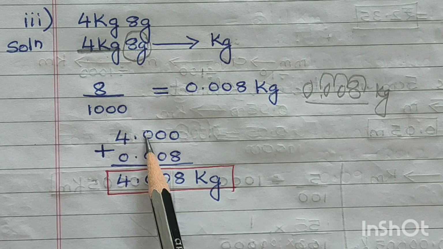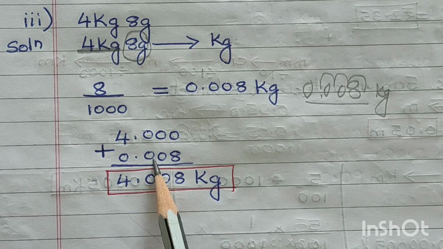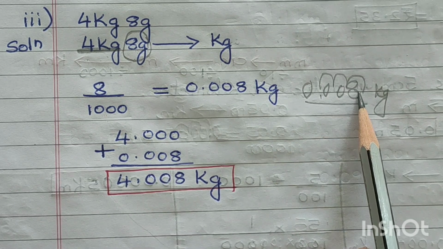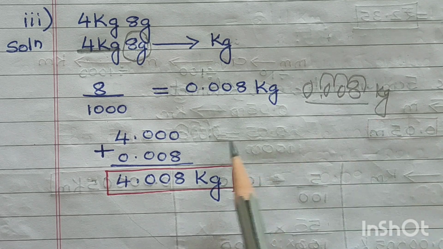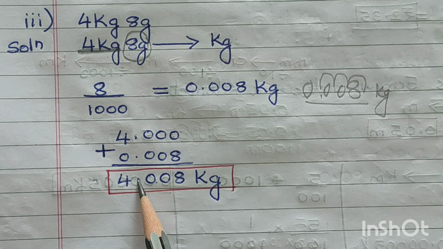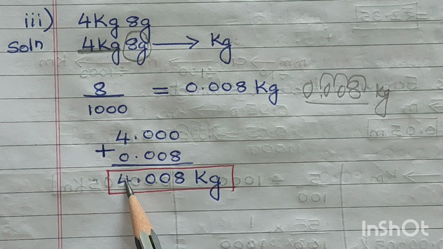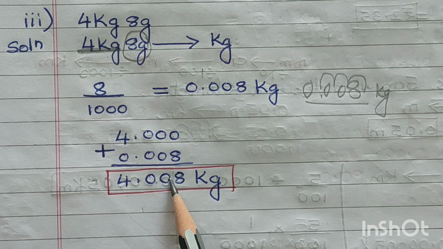So 4.000 plus 0.008. Now why did I add this? I just put the 0s so it's convenient for us to add that much, to add this value 0.008. 8, 0, 0. The decimal point comes as it is. 4 plus 0 is 4. So our final answer will be 4.008.